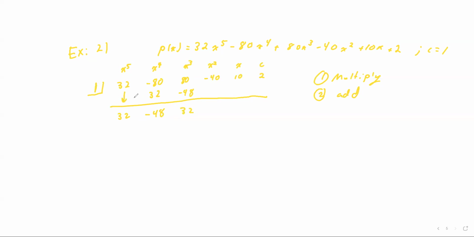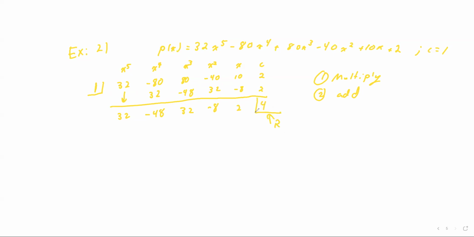Then you repeat. 1 times 32, 32. Now add. Negative 40 plus 32 is negative 8. 1 times negative 8, negative 8. 10 plus negative 8 is 2. 1 times 2 is 2. 2 plus 2 is 4. This right here is your remainder, and that is your answer.